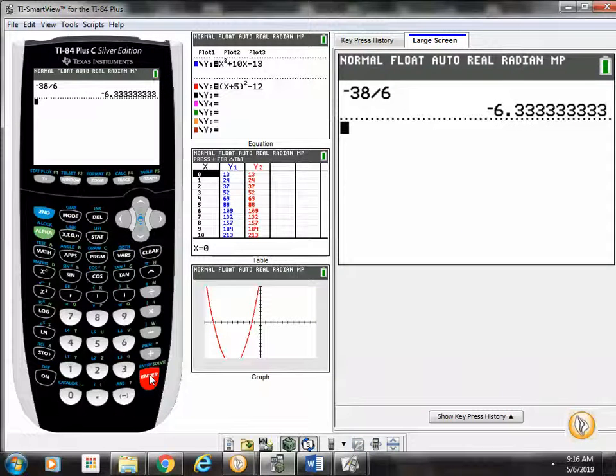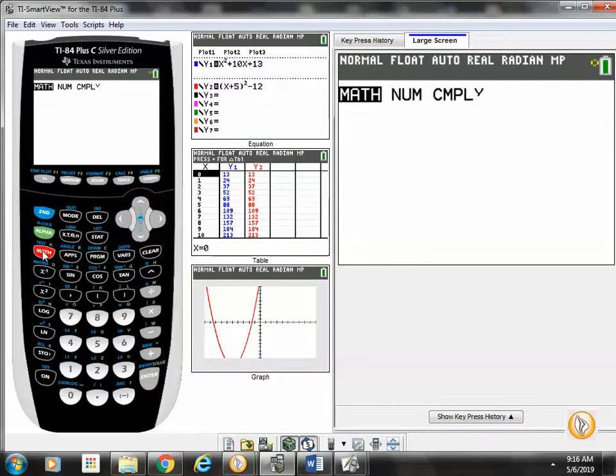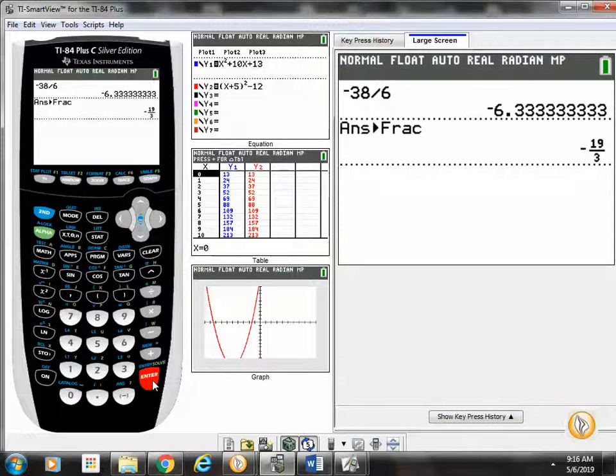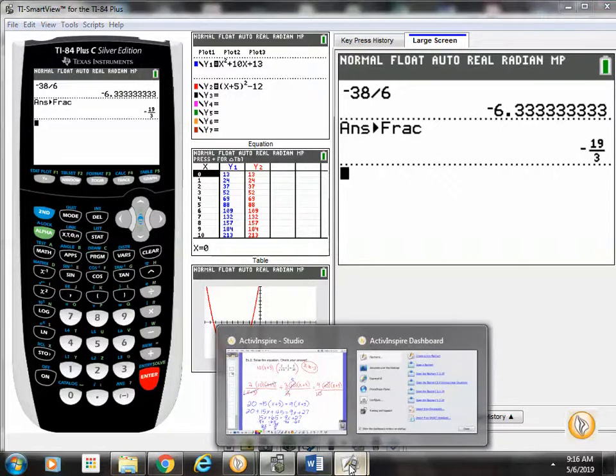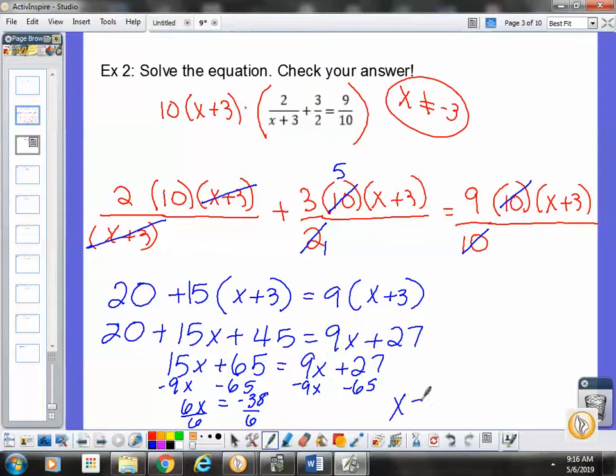We don't want a decimal. I want an exact answer, so please go to math and fraction. Negative 19/3 is correct. And again, you could check your answer. You could plug it back in, and it should equal 9/10 when you put negative 19/3 in.